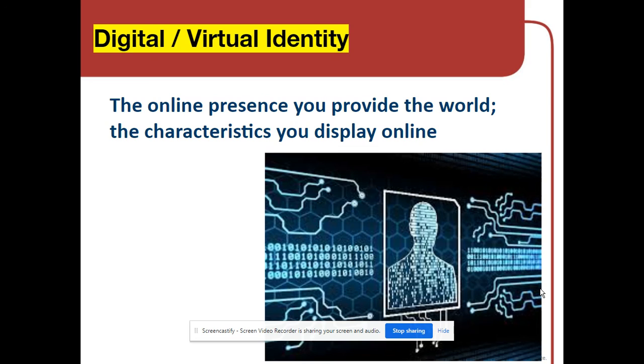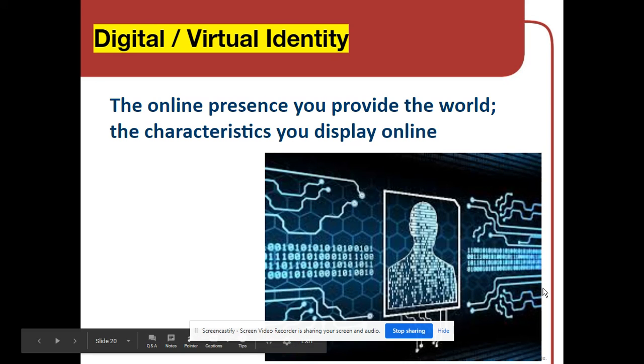Lastly is your digital and virtual identity. This is the online presence you give the world, the characteristics you might give off on your social media. This might be the same or different than the other components of your identity because it's so easy to change.